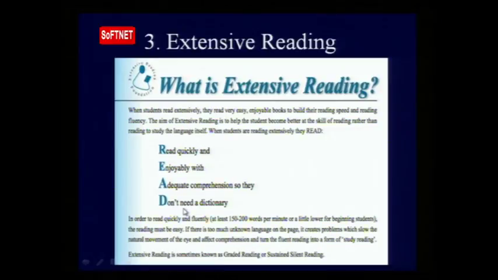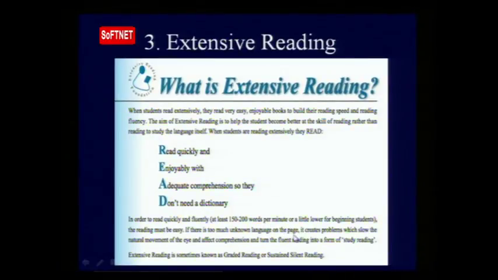And what do they mean by they don't need a dictionary? It means that you understand the meaning of a vocabulary item in the context itself. In order to read quickly and fluently, that is at least 150 to 200 words per minute or a little lower for beginning students, the reading must be easy. If there is too much unknown language on the page, it creates problems which slow the natural movement of the eye and affect comprehension and turn fluent reading into a form of study reading.